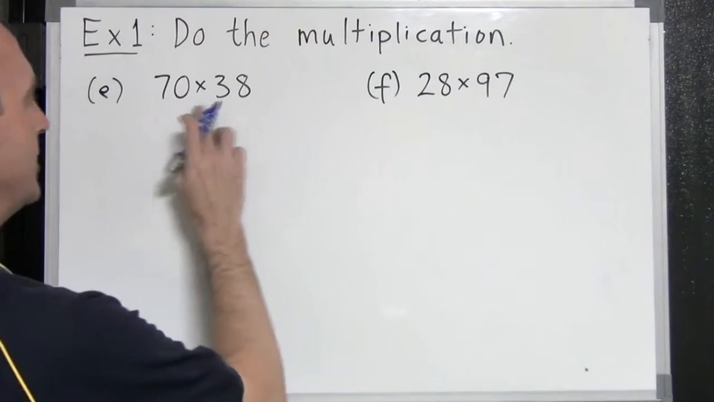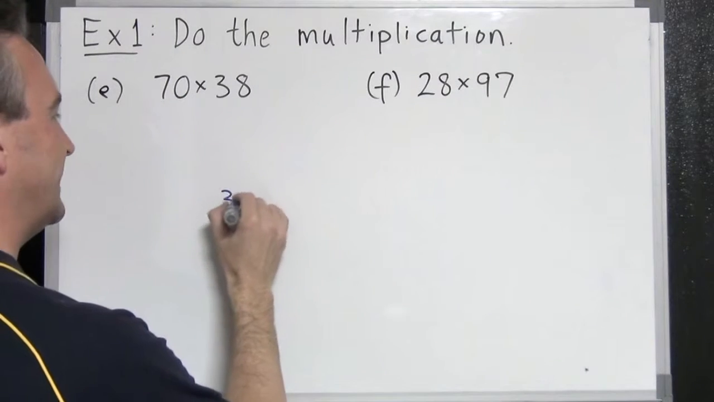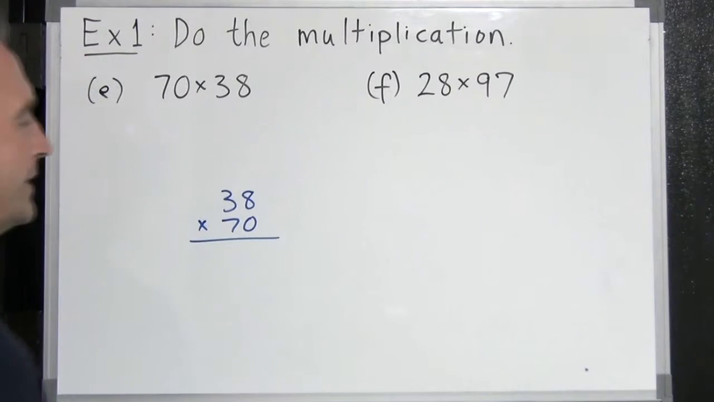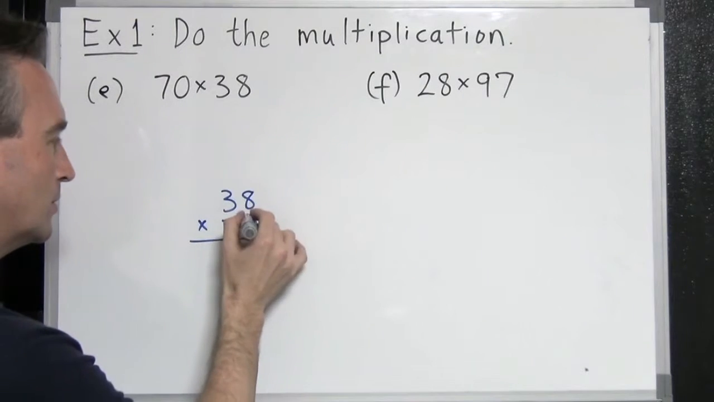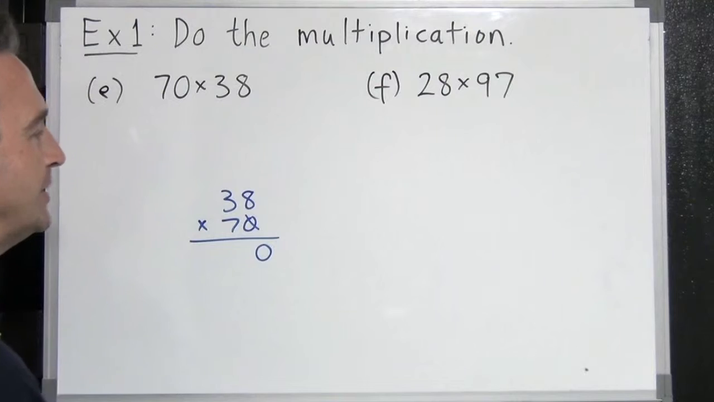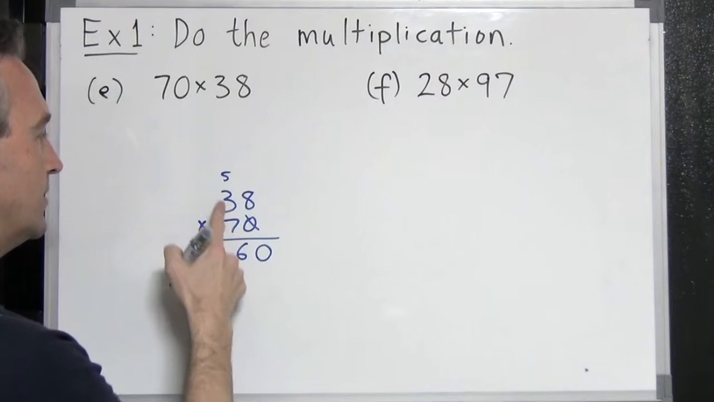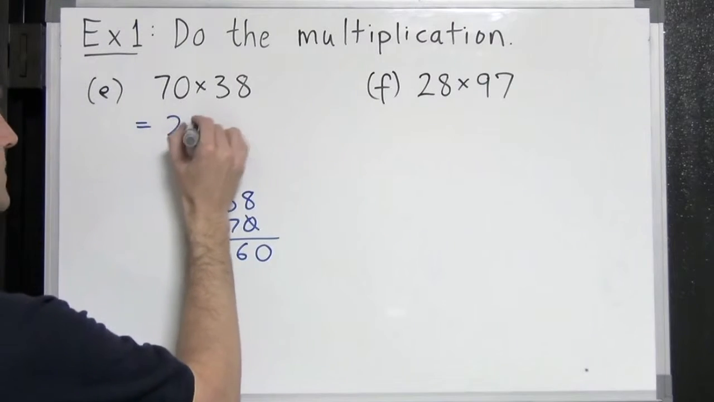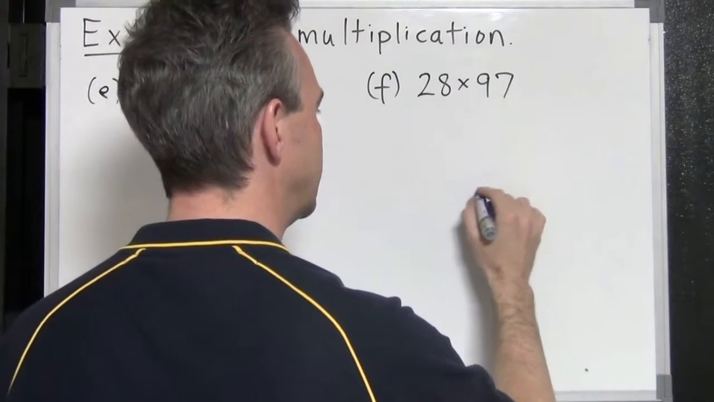And there's still more. E, 70 times 38. This is something new. We've got this 0 here. What I'm going to do is I'm going to put 38 times 70. I'm going to reverse the order. What we now do with this is, there's a little trick here. We can take this 0, cross it off, and just bring it down here straight away, and treat this like a 2-digit times a 1-digit number. 7 times 8 is 56. Carry the 5. 7 3s are 21, plus 5 is 26, giving us 2,660. On to F, 28 times 97.